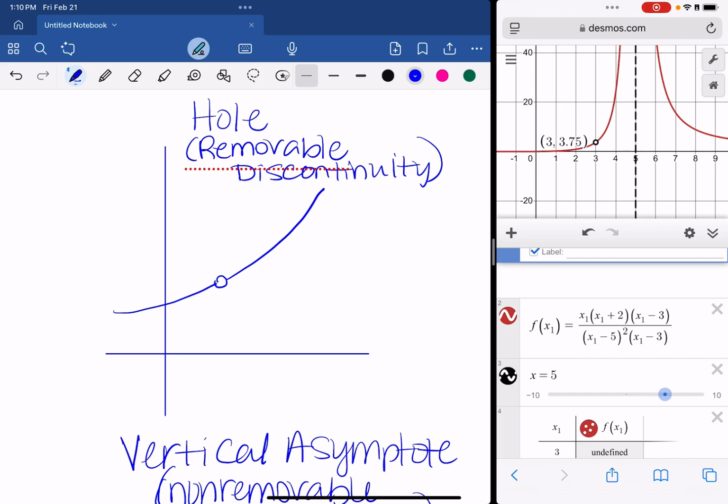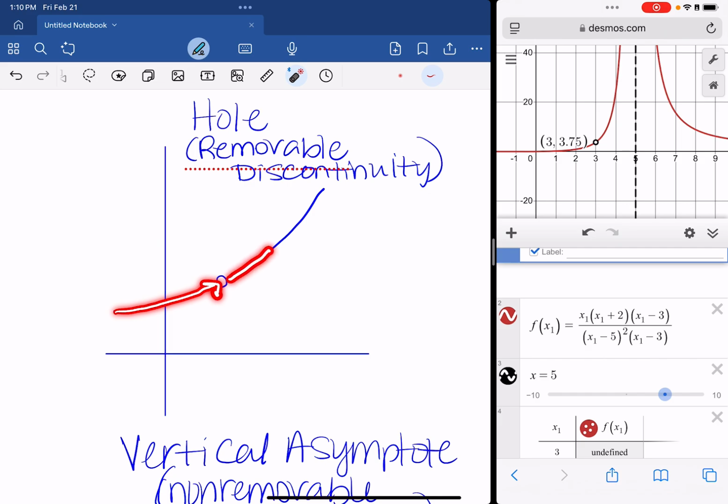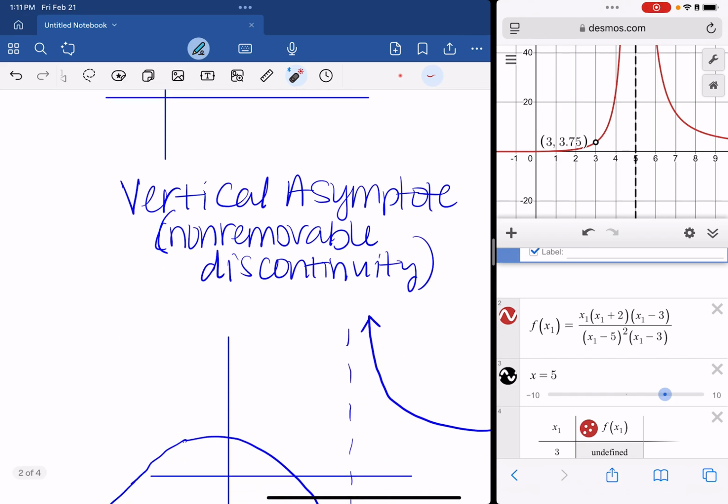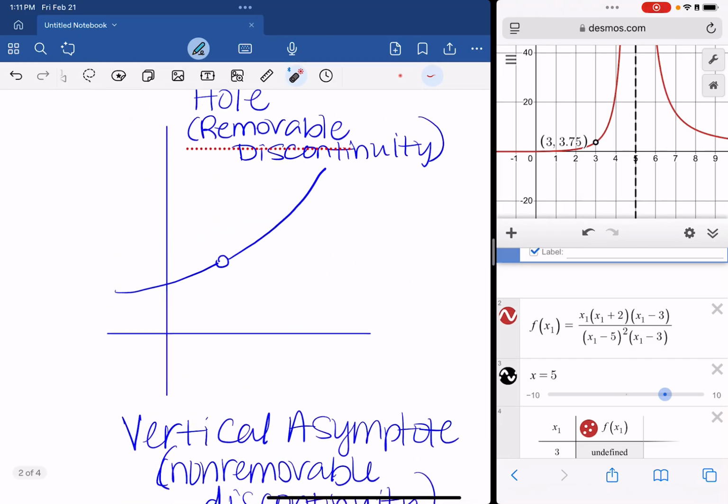So think about this like if you're on a roller coaster, traveling on a track, and all of a sudden there's a break in the track and you can't get to the other side. Or if you're driving on the road and there's a pothole or a sinkhole and you can't cross. That's what a hole looks like, visually in a graph, that is.